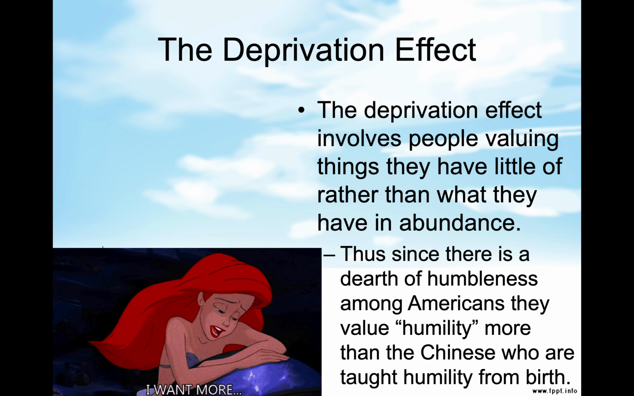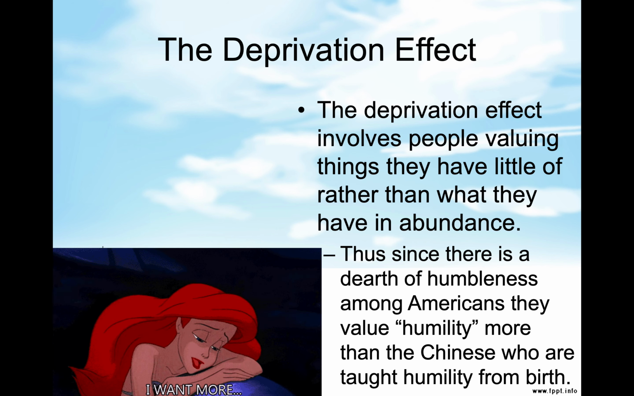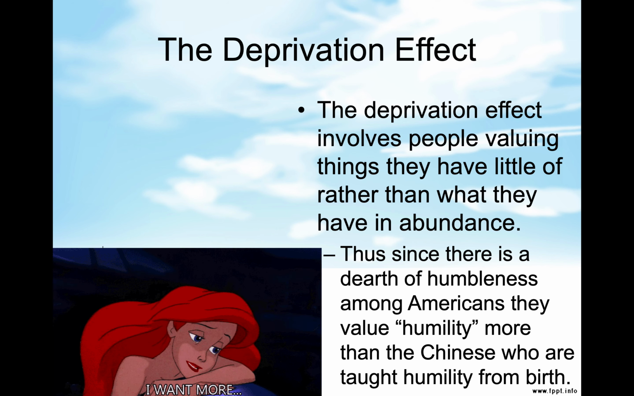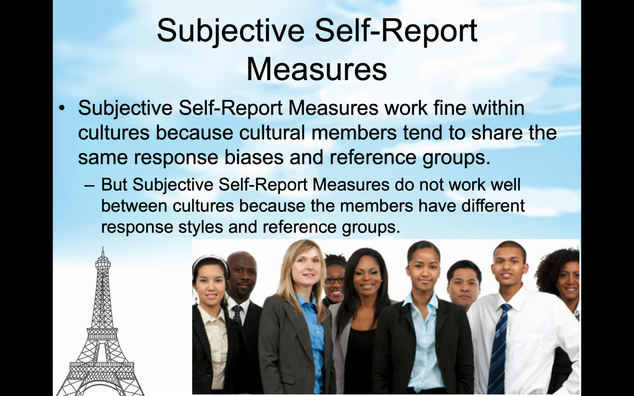So this is one of the things you have to be careful of when you're talking to groups of individuals from different cultures. Subjective self-report measures work fine within cultures because cultural members tend to share the same response biases and reference groups. But subjective self-report measures do not work well between cultures because the members have different response styles and different reference groups. And this is one of the reasons why there's such an argument right now going on between African Americans and non-African Americans.